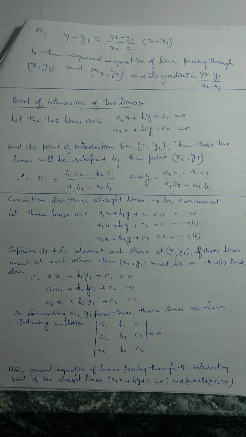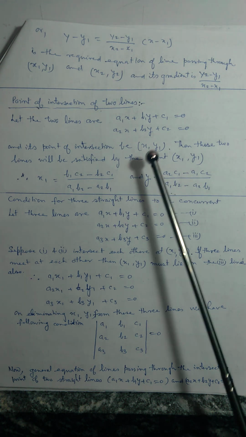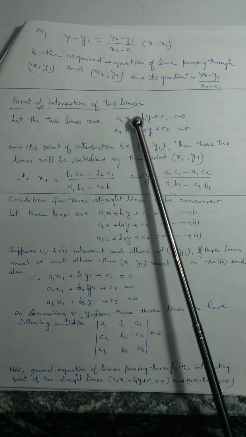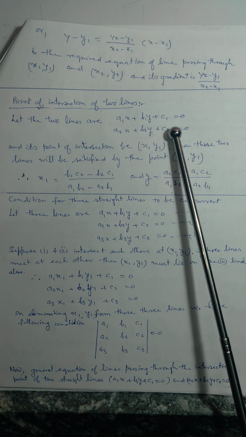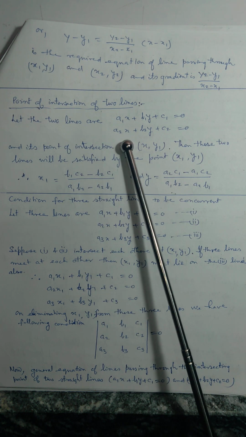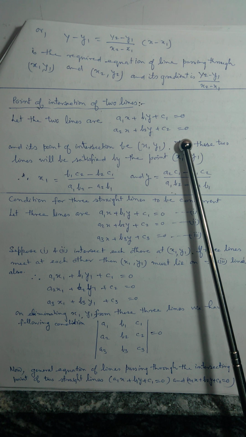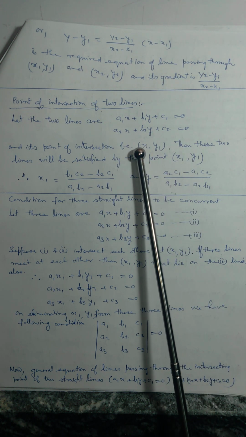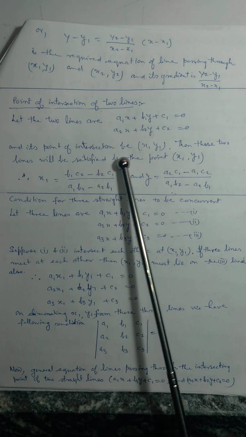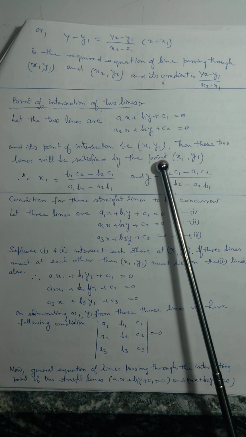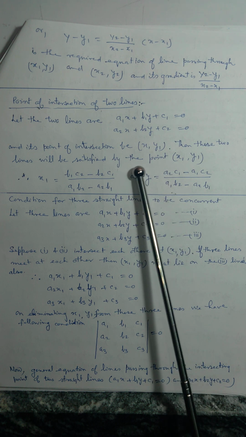Let us start the formulae pertaining to coordinate geometry. You see the point of intersection of two lines. Let the two lines be a1x plus b1y plus c1 equal to 0 and a2x plus b2y plus c2 equal to 0. So we have to find the point of intersection, means where these two lines will intersect each other, and let its point of intersection be x1, y1, suppose.